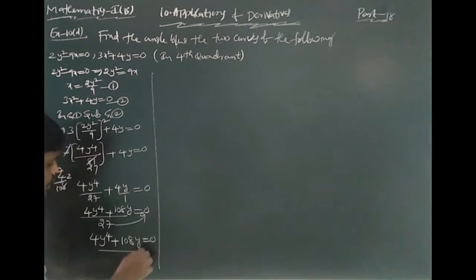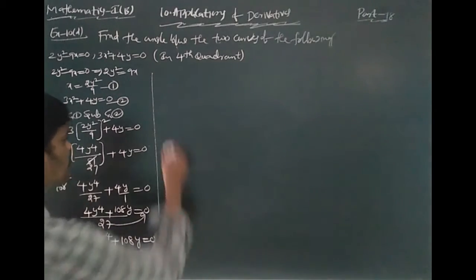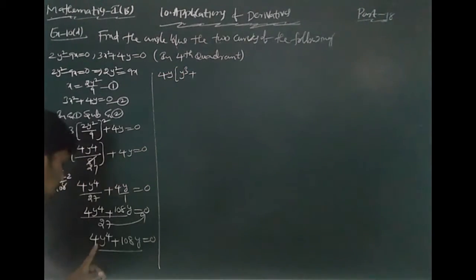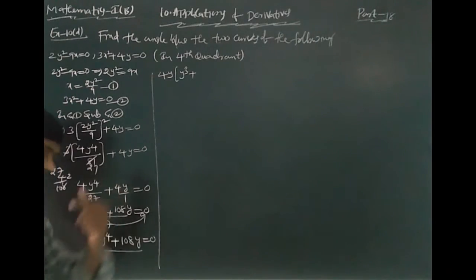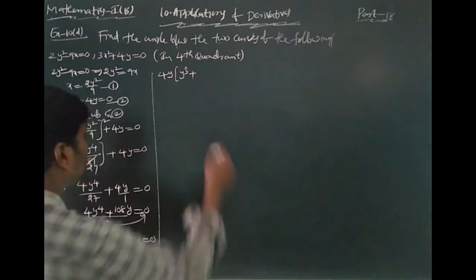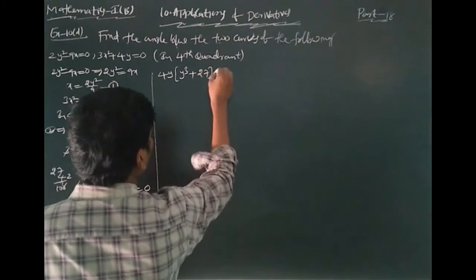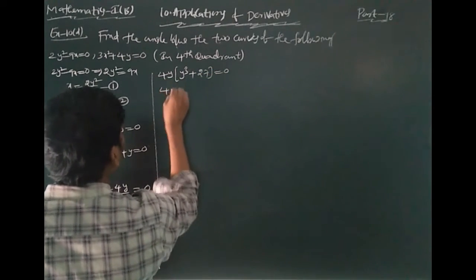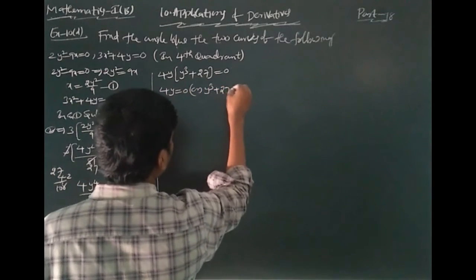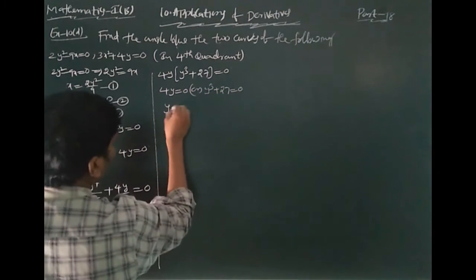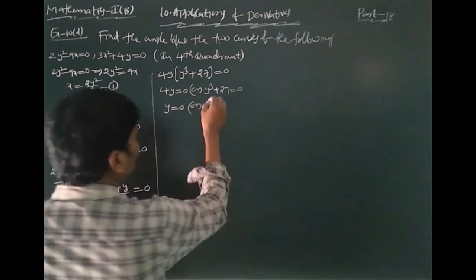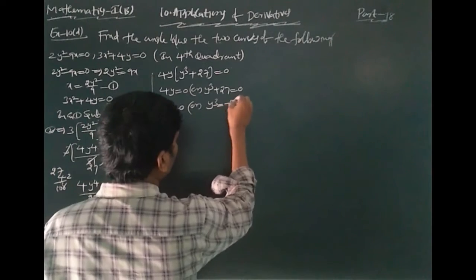In these two terms, 4y is common. Taking 4y common, remaining y cube, and here 108, taking 4 common, you get 27. So y cube plus 27, with 4y common, equal to 0. Here 4y equal to 0, or y cube plus 27 equal to 0. So y equal to 0, or y cube equal to minus 27.